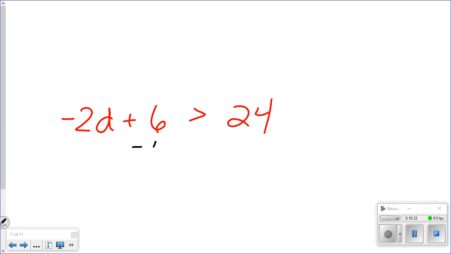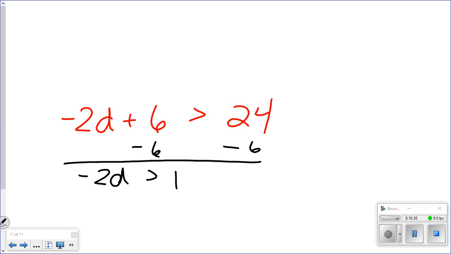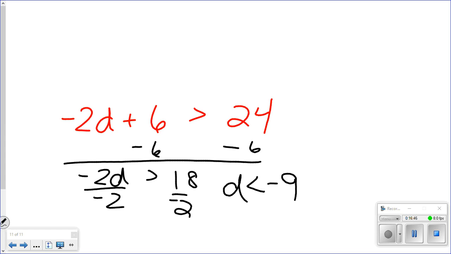So you're going to minus 6. Negative 2d is greater than 18, right? Negative 2 divided by negative 2. So d should be less than negative 9, because that negative 2 will change that sign. How are we doing? So far, so good. This is pretty easy, right? Because you've done it before.